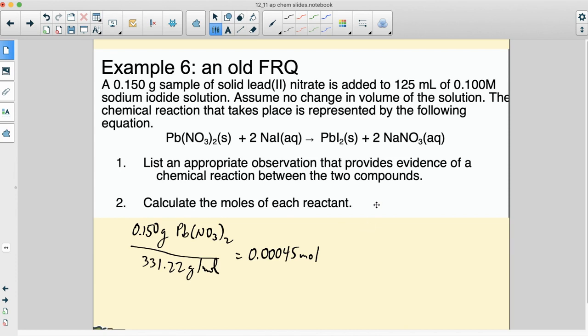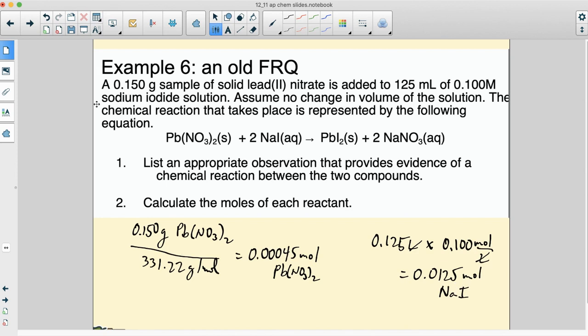And then for our sodium iodide, we just need to change our milliliters to liters, and multiply our volume by our molarity, which is moles per liter. Liters cancels out, and we get 0.0125 moles of sodium iodide.